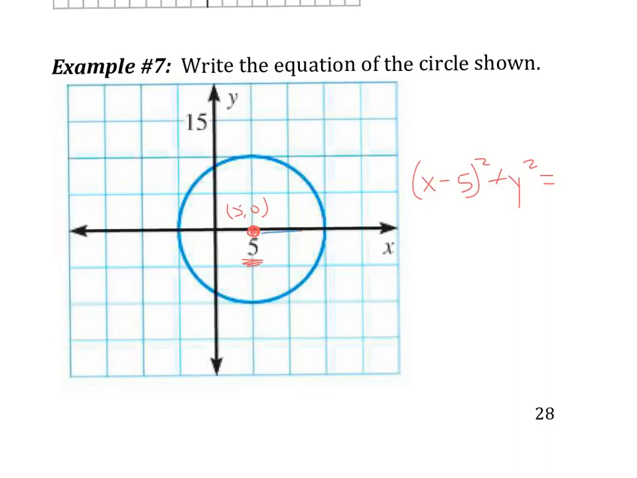Well, r is the distance from the center out to the circle. Some of you might be thinking that r is equal to 2, but we're going up 5 and we're going up 5 because each square is 5, so the radius is equal to 10, and 10 squared is going to equal 100. So there's my equation going backwards.